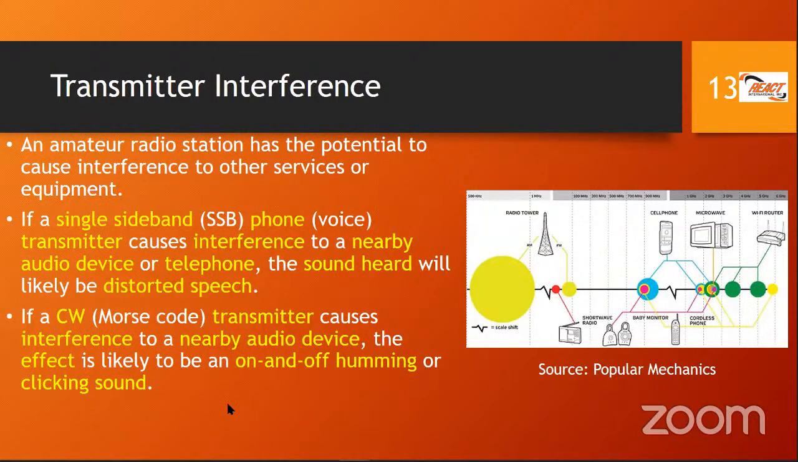But what if I'm doing CW or Morse code, and I'm using a CW transmitter? I'm sending my dits and das, and I'm causing interference to a nearby audio device. How will I know it's my CW that's causing it? Well, the person will say, what I'm hearing is a sort of on and off humming or clicking sound. That's the consequence. So that's what's observed if our CW transmission happens to be causing interference. They will report to you, hey, I'm hearing on and off humming, or I'm hearing a clicking sound. And you can conclude, all right, it's probably my CW transmitter. And there are things that you can do to reduce or eliminate that interference.